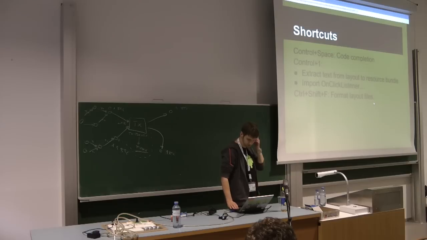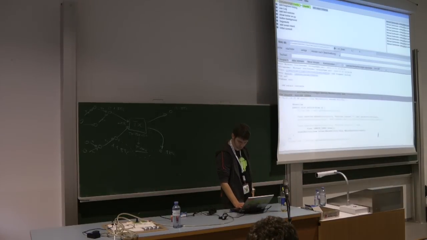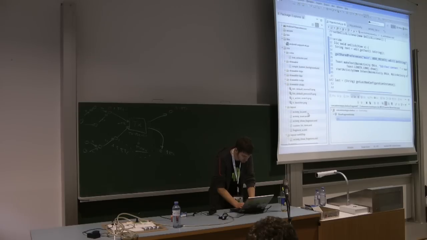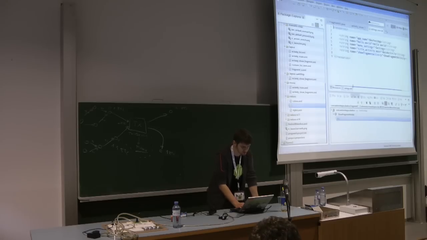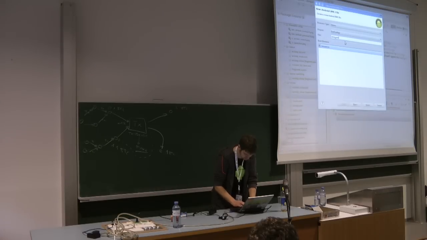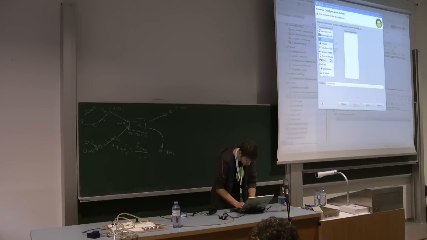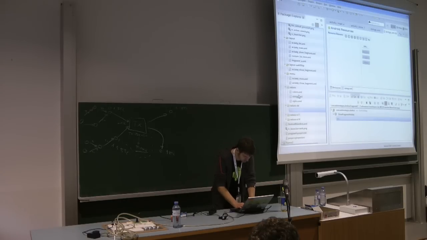So, shortcuts. You can use the code completion that will help you very well here, and you can extract text from the layout. Usually for internationalization, the strings are stored in a strings XML, so you have resources. And afterwards you can create a translation by just creating a file, for instance strings, that is stored in the language folder. Okay, German. So I could just copy and paste that.